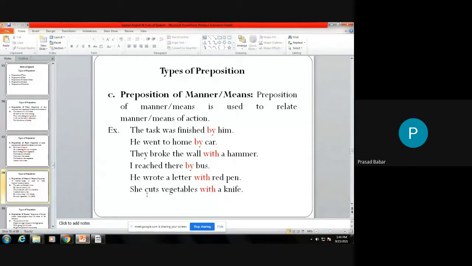Then the next example is: she cuts vegetables with a knife. With what does she cut vegetables? If you ask how does she cut vegetables, the answer is with a knife. So "with" here is the manner or means of the action. That is why "with" here is working as a preposition of manner or means. The examples of prepositions of manner and means are by and with.